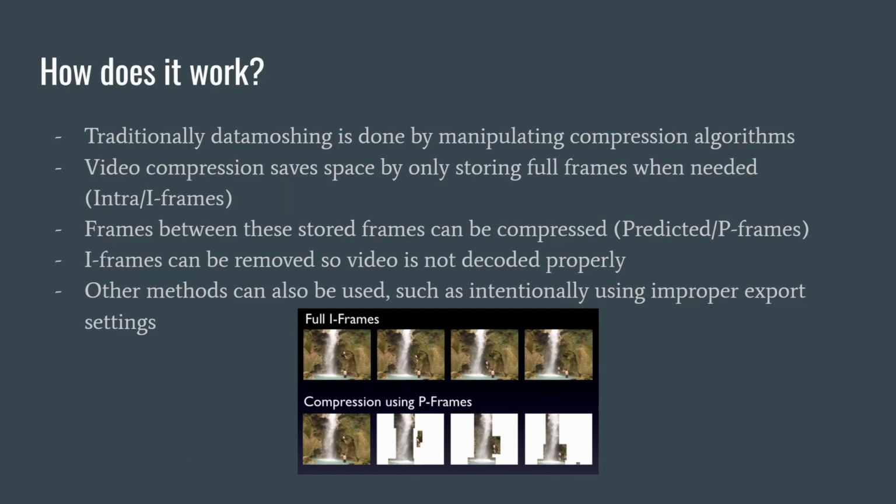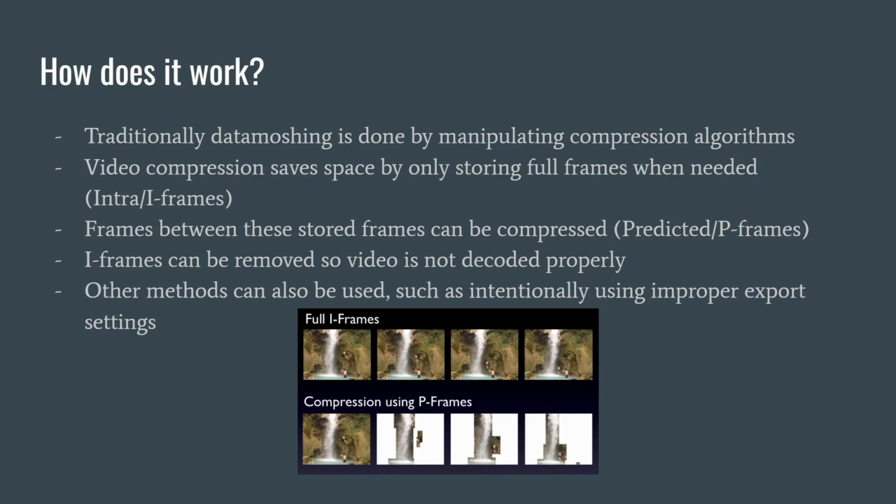Normally, the original way it was done is by manipulating compression algorithms in video by changing the way that the frames are stored. Normally, how compression algorithms work on a very basic level is they only store the full frame on every so many frames. Usually when a large amount of the frame is changing, they will store the whole frame, and that's called an iframe. And the frames in between this, when only small parts of the frame are changing, can be compressed, and these are called p-frames.